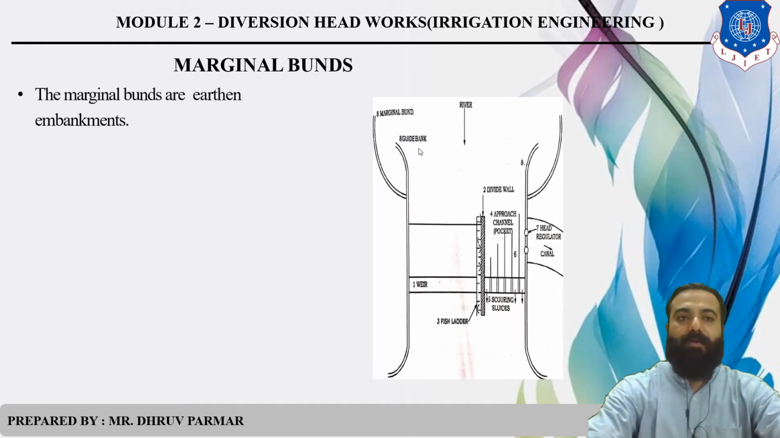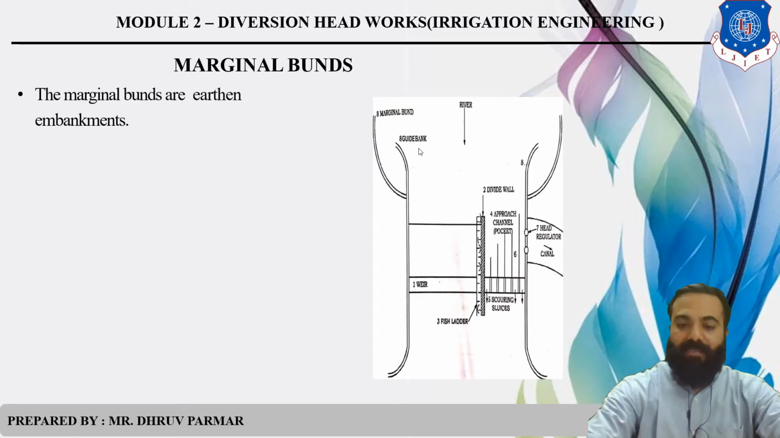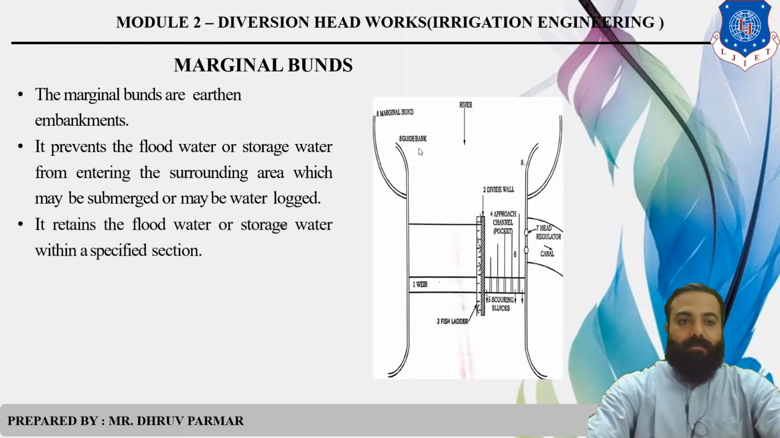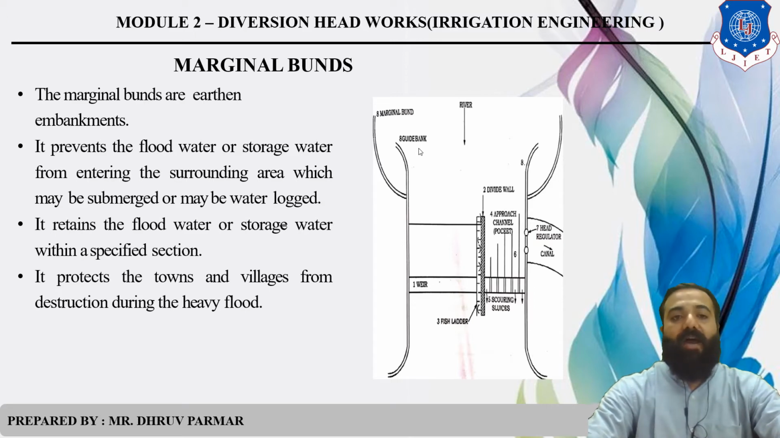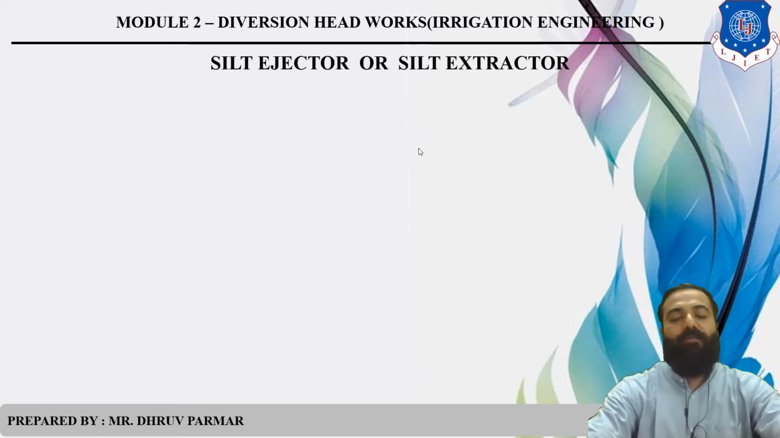The next one, marginal bund. Marginal bunds are earthen embankments, made from earthen material. They prevent flood water or storage water from entering the surrounding area, which may be submerged or waterlogged due to the flood. They also protect towns and villages from destruction during heavy flood, and protect valuable agricultural land. So this is the purpose of marginal bund.